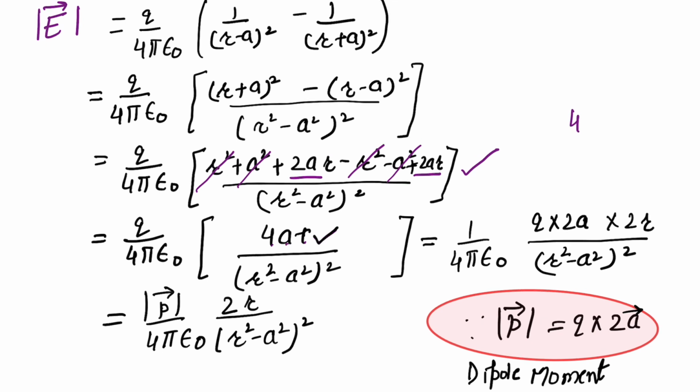Then we know that dipole moment is equal to Q into 2A. This can be utilized over here. Then you will write Q and 2A will go from here and 2R is left only. So it is P into 2R divided by 4 pi epsilon naught into (R square minus A square) raised to power whole square.